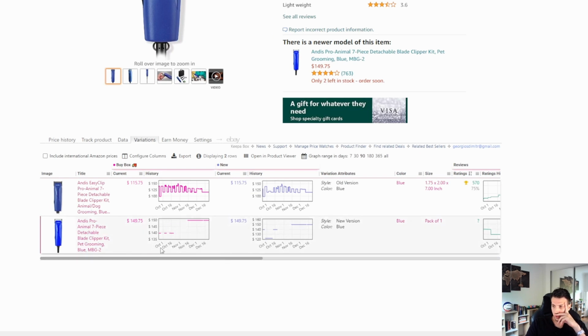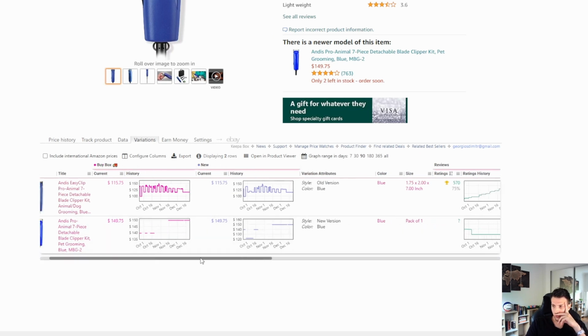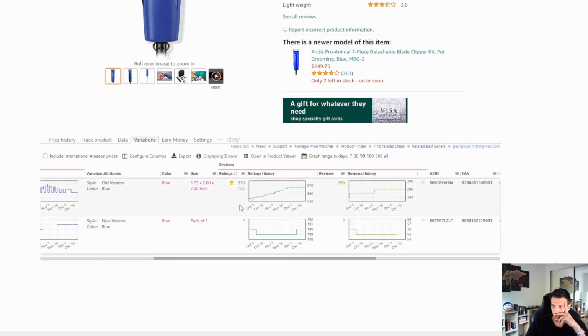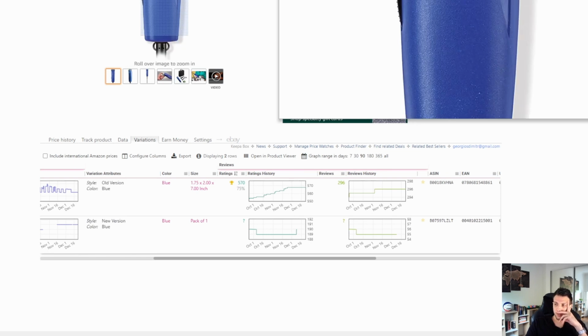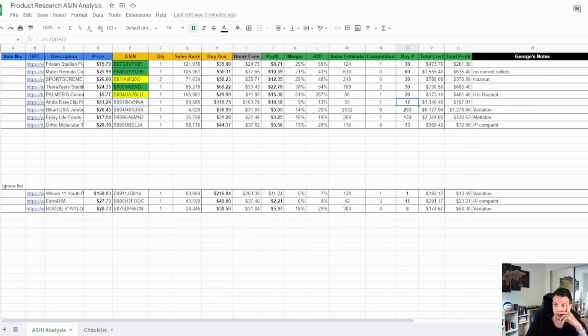So it's the second one. No, it's the first one. So it gets 75% of the sales. So it gets a high percentage of the sales. So I'm going to come here on 17 over here. I'm going to write times 0.75. So potentially 12 sales a month, which will result in $125 worth of profit. I believe that's very low.